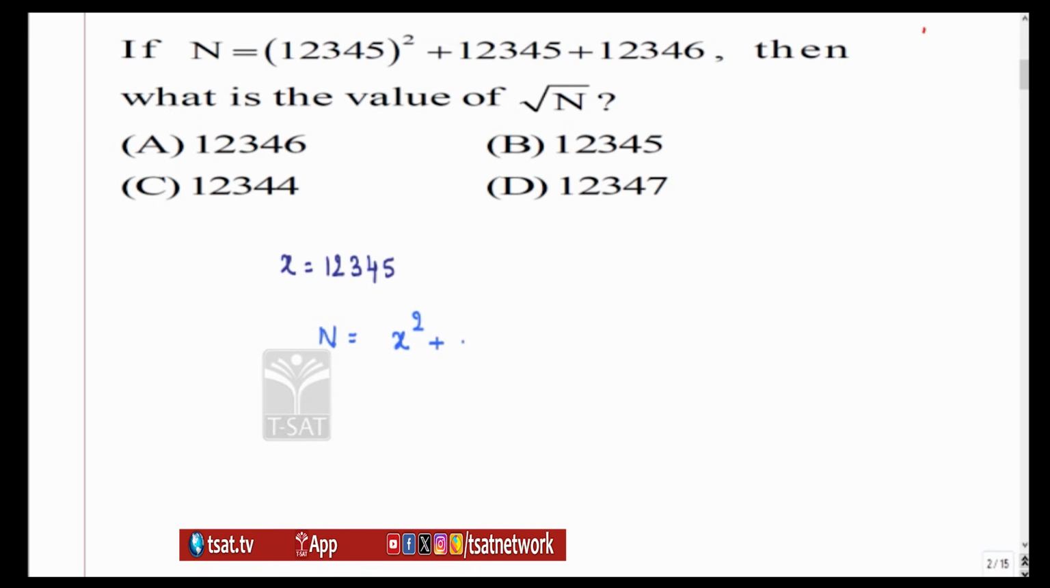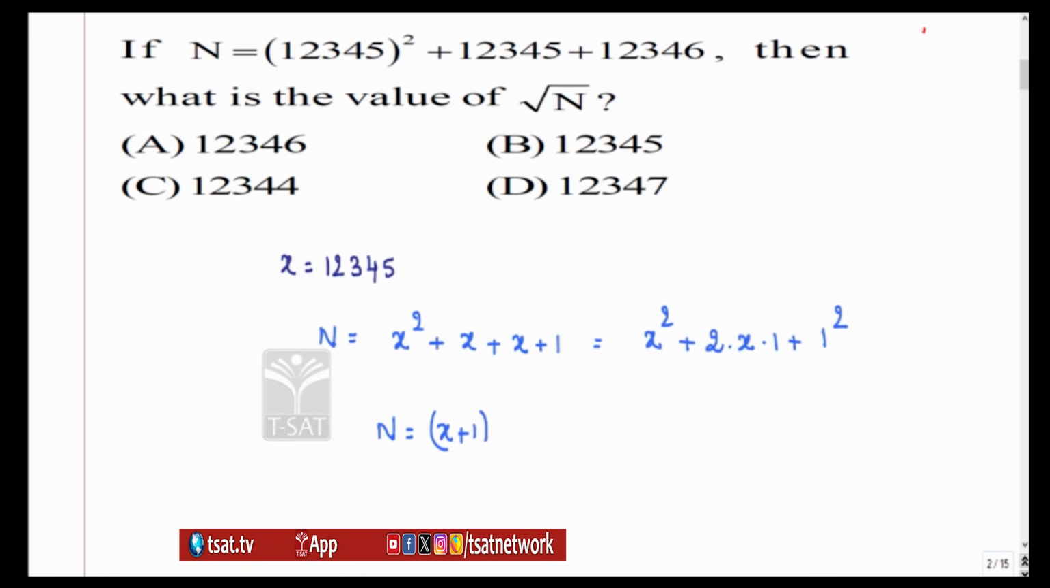Then 12345 is x. You have 12346, which is 12345 + 1, so I am going to write it as x + 1, which you can further write as x² + 2·x·1 + 1², or else write it as x² + 2·x·1 + 1². Now it is in the form of (a+b)², where a is x and b is 1. Therefore, I can write n = (x+1)².